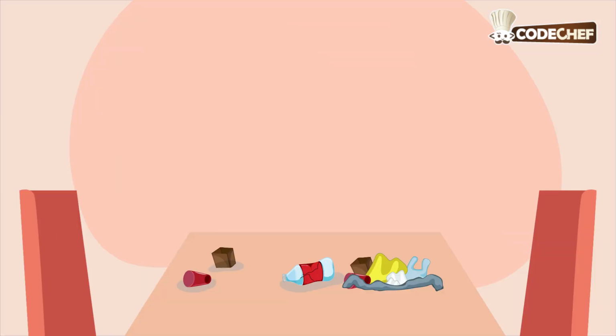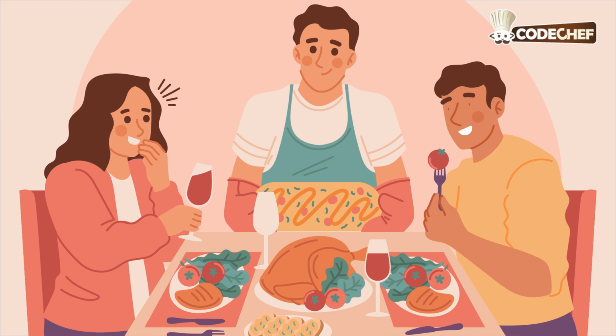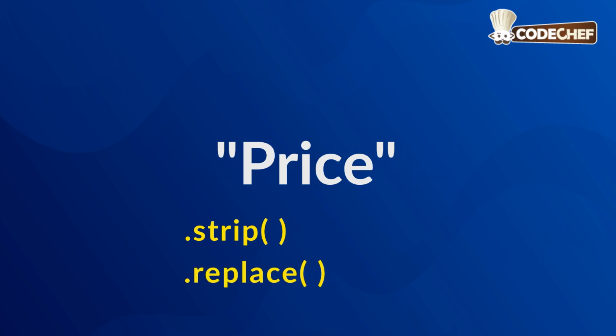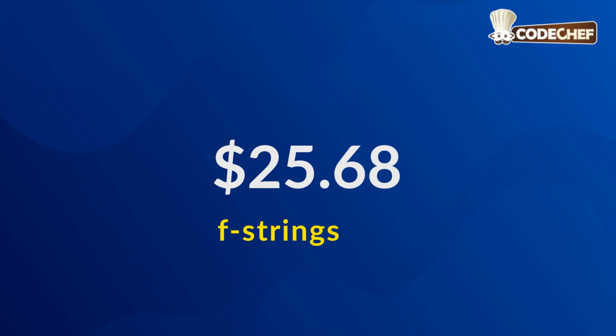Imagine hosting a dinner. Before serving food, you first clear and wipe the table. That's cleaning your input. Then you arrange everything neatly with plates, glasses, and cutlery. That's formatting your output. In Python, we do the same with tools like .strip to remove spaces, .replace to remove unwanted characters, and f-strings to make everything look neat.